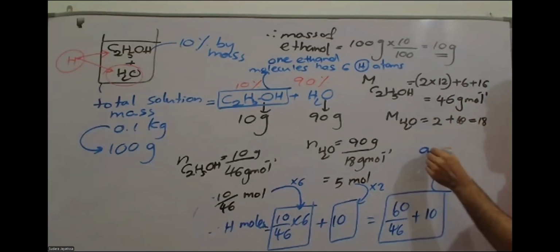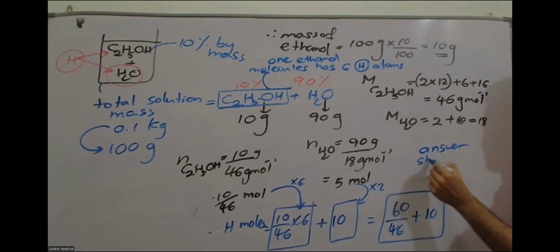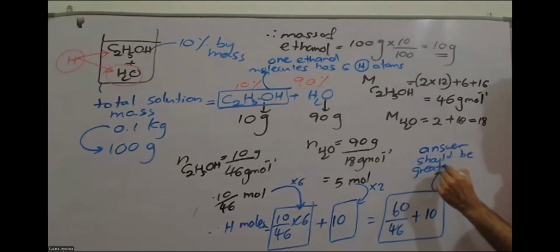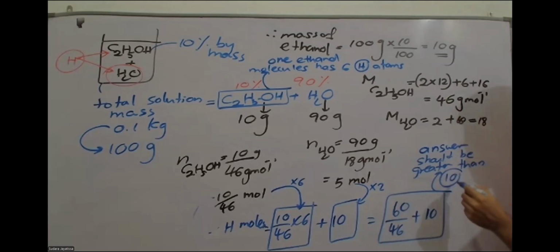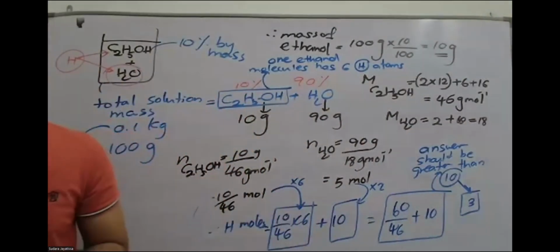So there's only one answer greater than 10, isn't it? There is only one answer greater than 10, which is the third answer. So your answer is answer 3. See, that's the logic. You are not simplifying. I hope you get my point.